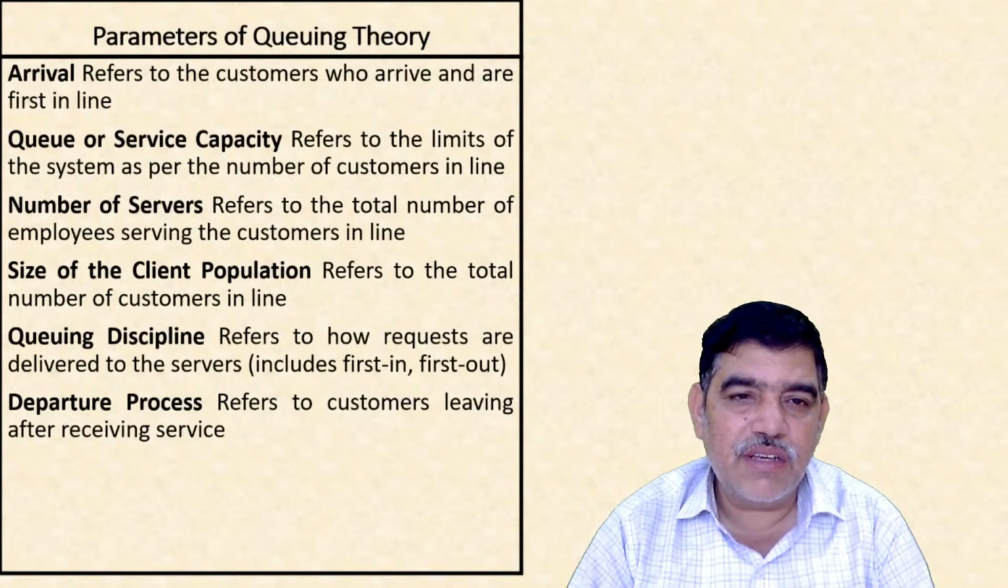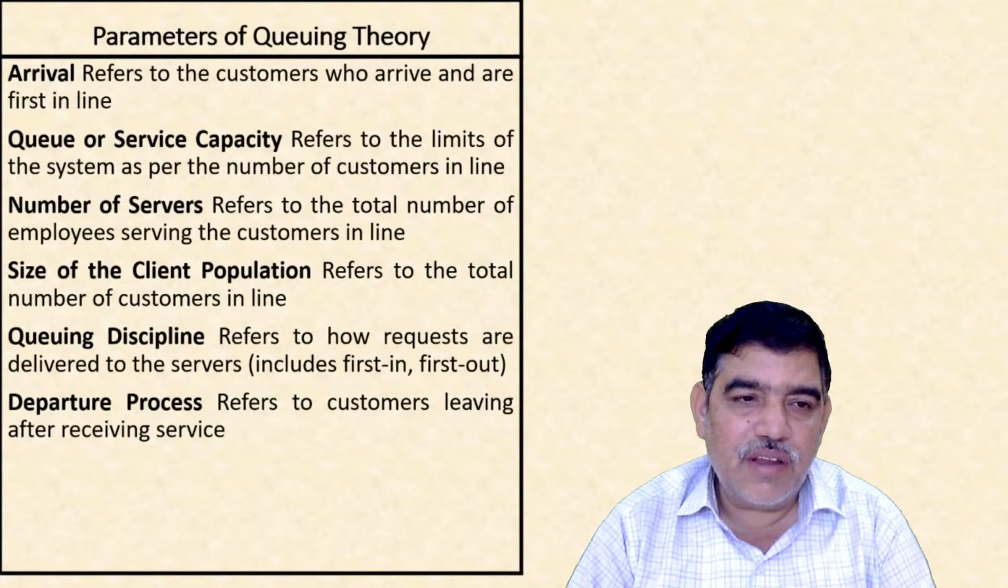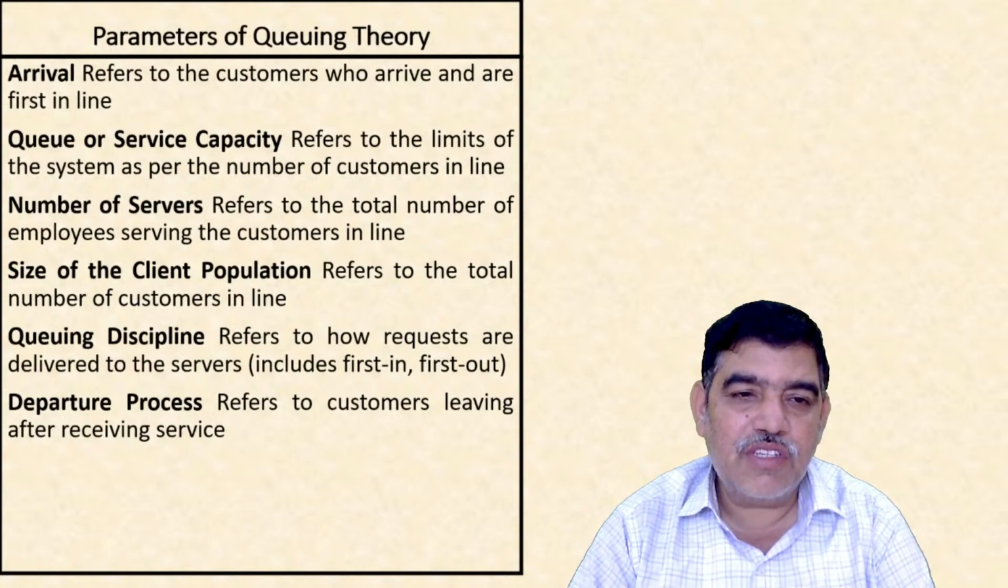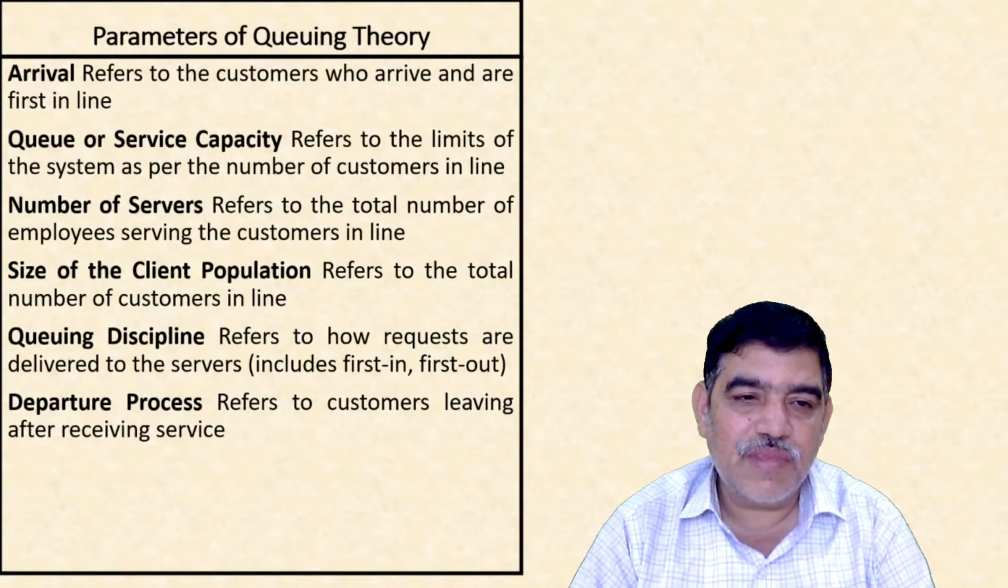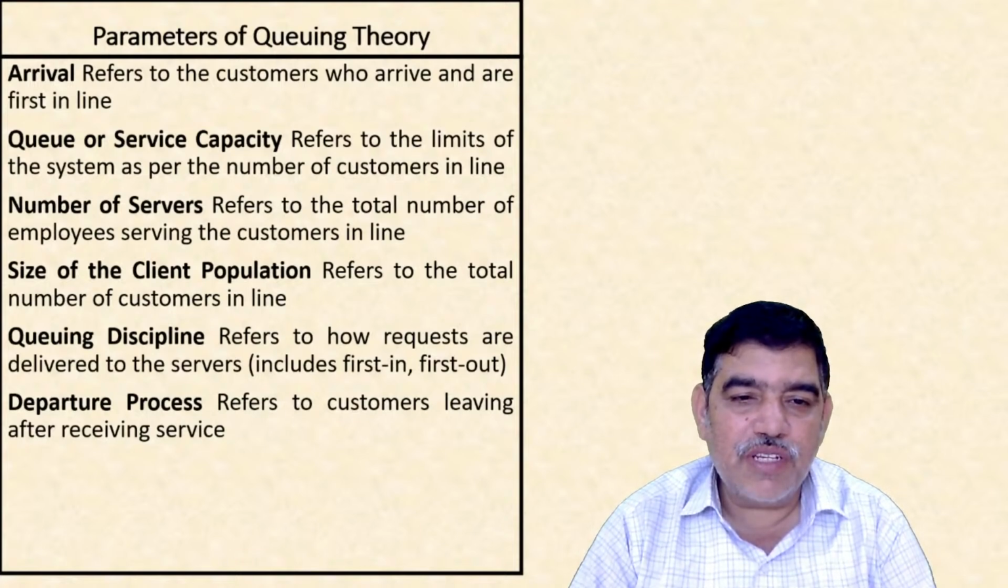Queue or service capacity refers to the limits of the system as per the number of customers in line. Number of servers refers to the total number of employees serving the customers in line. Suppose in a bank there are two counters for depositing checks. That means there are two servers. That is known as the number of servers, and a number of queues also occur. Size of the client population refers to the total number of customers in the line, that means how many customers are in a line waiting for their turn.